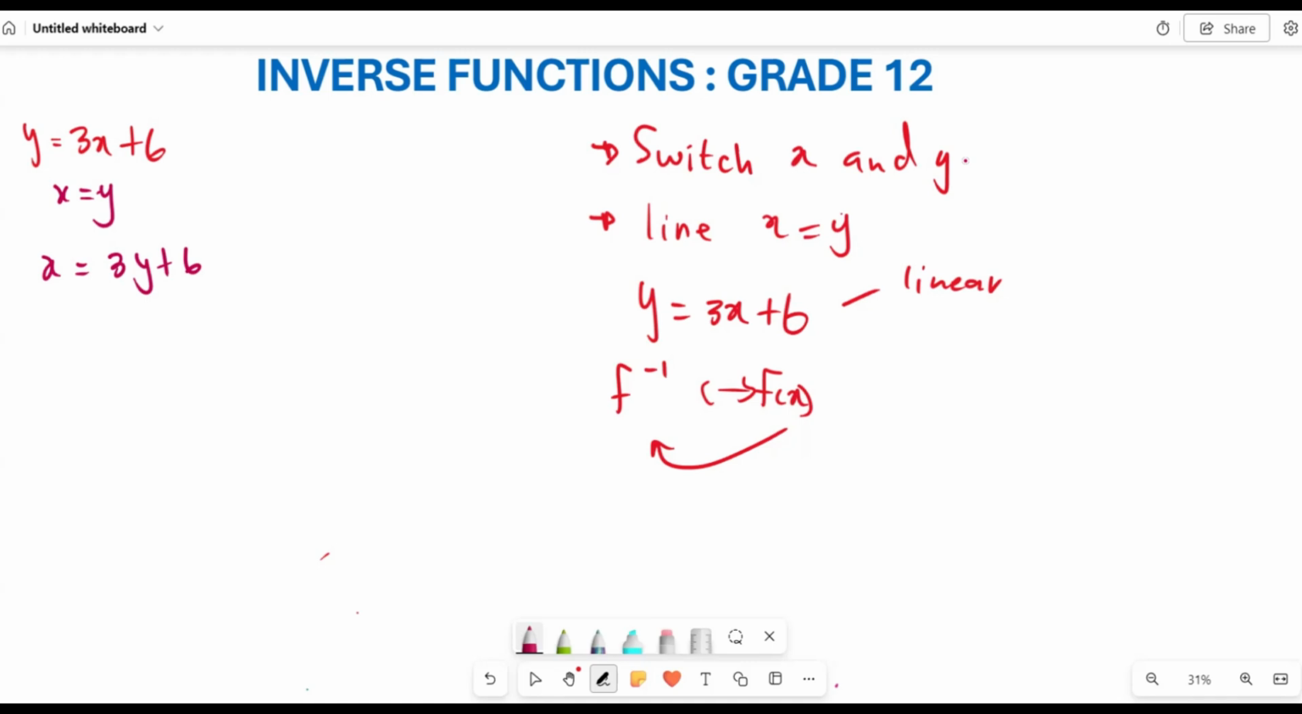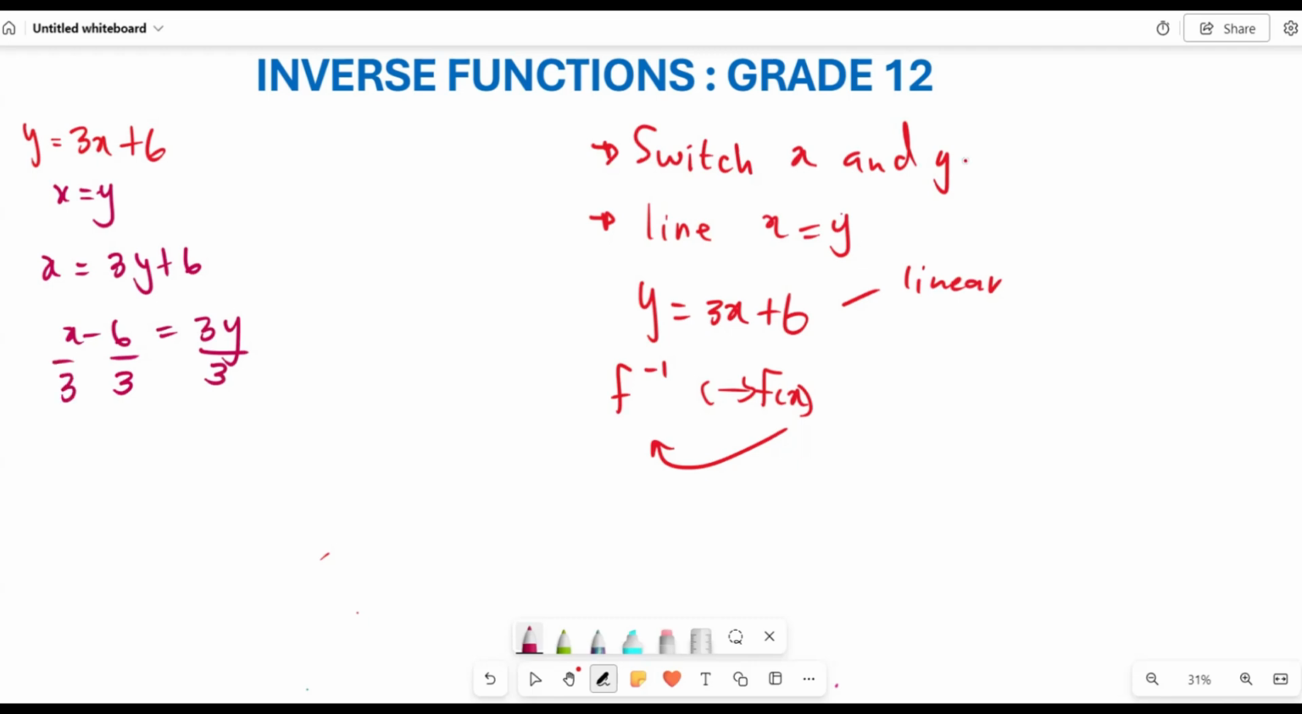So this is basically where you would start by saying this is the same as x minus 6 equals 3y, right? And then after, what is it that you're going to do? Then you're going to divide by 3 this side, and divide by 3 the other side. Oh, it's okay.